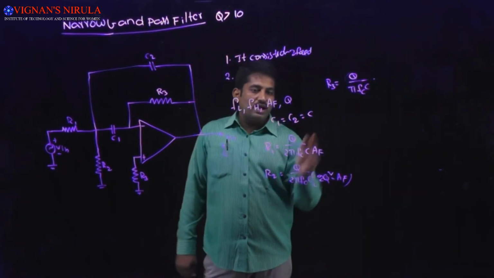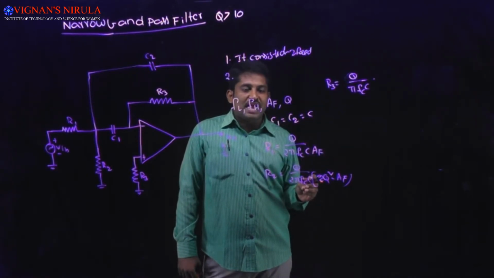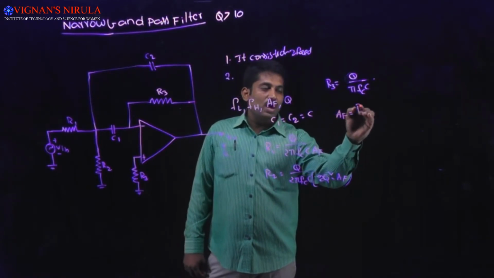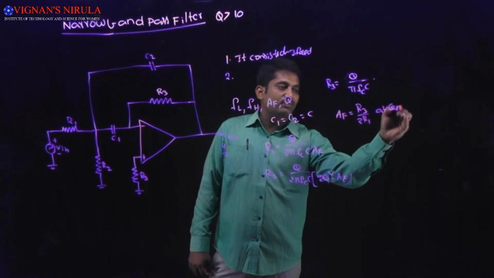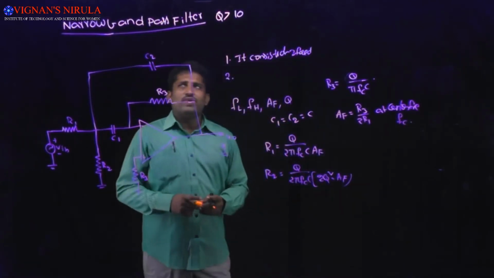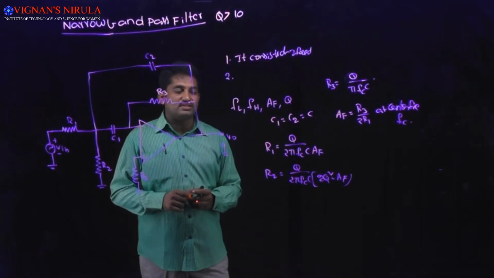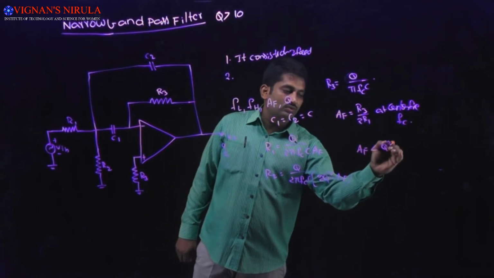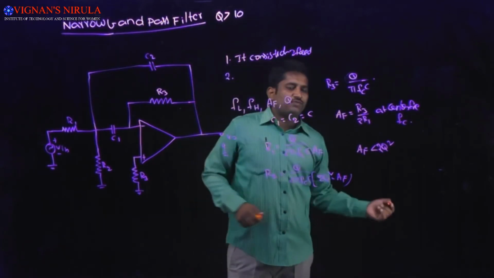And the maximum gain at the center frequency FC is calculated by using the formula AF is equal to R3 divided by 2 into R1. And for the narrow band pass filter, it always has to satisfy that the gain should be less than 2Q square. Changing the center frequency.